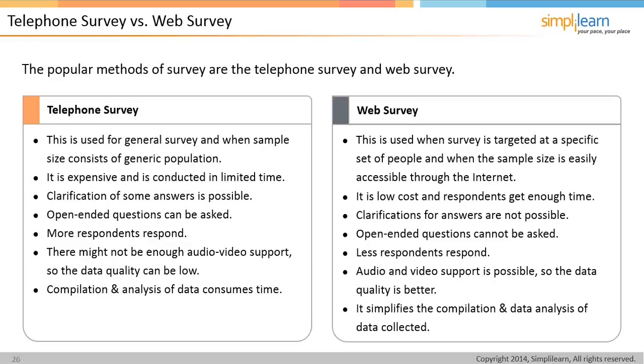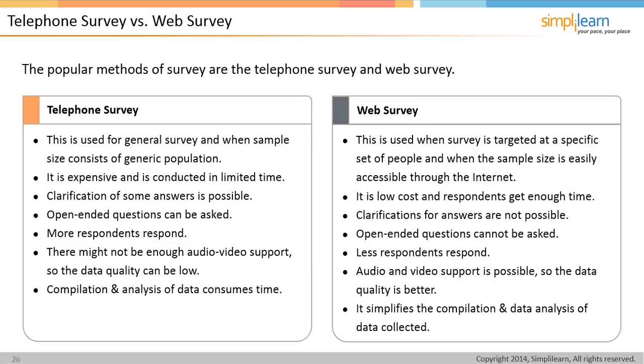Web surveys are used when surveys are targeted at a specific set of people and when the sample size is easily accessible through the internet. It's low cost and respondents get enough time. Clarification for answers is not possible, so at least it's not easy. Open-ended questions cannot be asked as easily. Fewer respondents respond, a lower response rate typically.